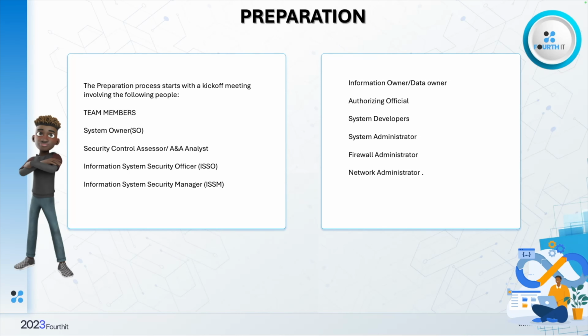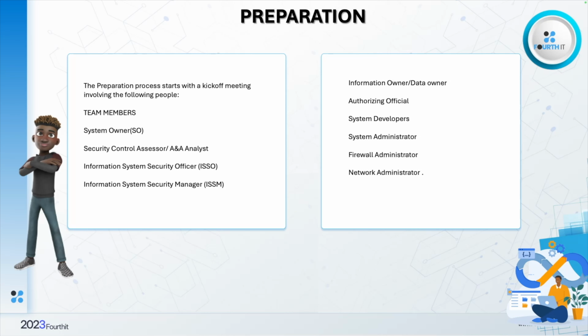Then we have your information system security officer, or ISSO. Your information system security officer is the one that is working on the system, all the way from preparation to implementation. Why? Because he's the one that is putting together the SSP. He's the one that is taking all the information from the system owner, then documenting it so that it represents the current state of the system.